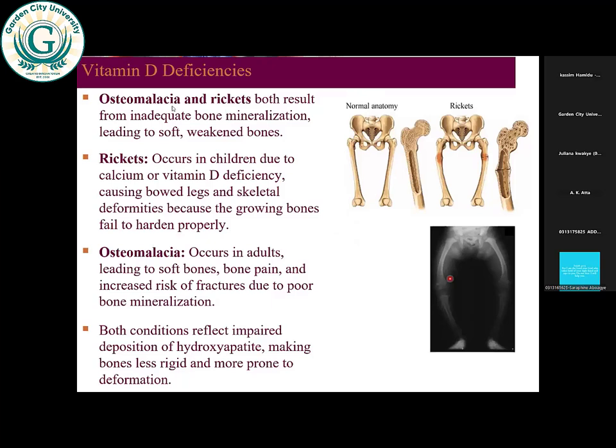Osteomalacia is what happens in adults. Rickets is what happens in children. And all is due to deficiency in calcium or vitamin D. Vitamin D, in the sense that vitamin D is essential in calcium absorption. So there's poor mineralization.